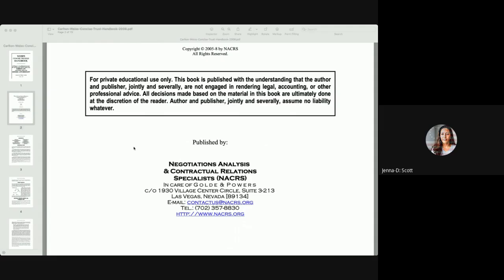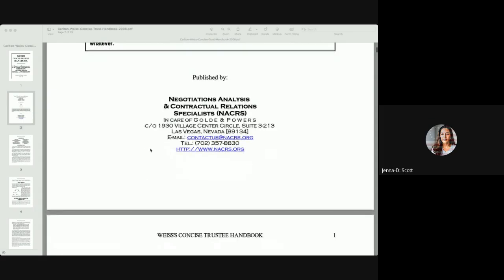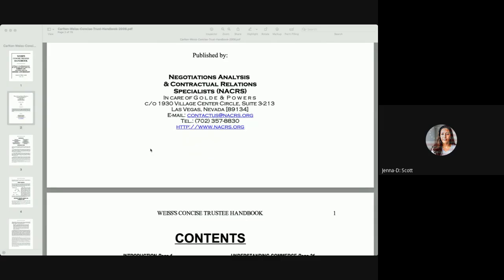There's a disclaimer on this title page: for private educational use only. This book is published with the understanding that the author and publisher, jointly and severally, are not engaged in rendering legal, accounting, or other professional advice. All decisions made on the material in this book are ultimately done at the discretion of the reader. Author and publisher, jointly and severally, assume no liability whatsoever. It's published by Negotiations Analysis and Contractual Relations Specialists, NACRS, in care of Gold and Powers, Las Vegas, Nevada.